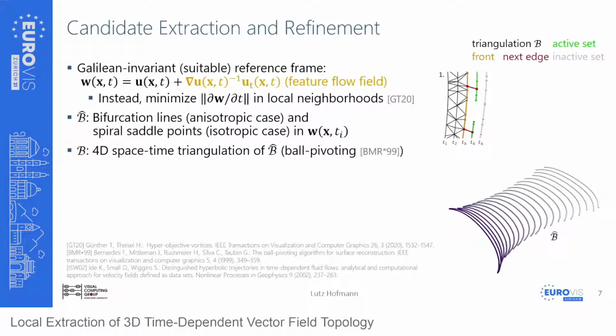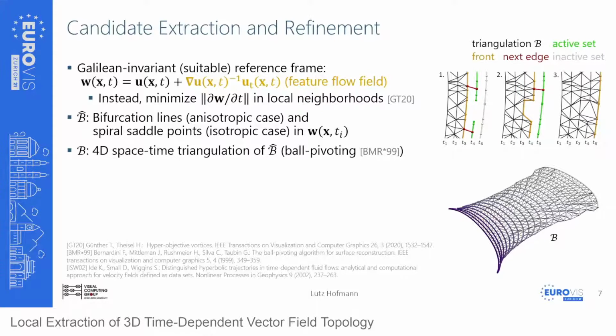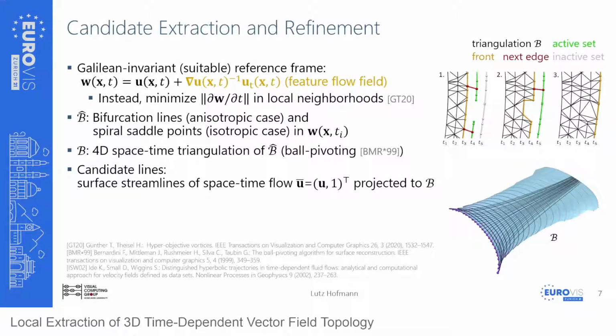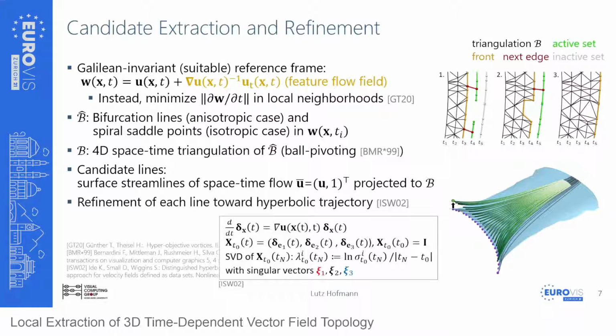These are then triangulated in the 4D space-time domain using a simple algorithm based on ball pivoting. For this, we advance a triangulation front based on a distance criterion in order to obtain the triangulation. In the next step, we project the space-time flow onto this surface and compute surface streamlines, which we then refine toward hyperbolic trajectories using the method proposed by Yuzhe and colleagues.